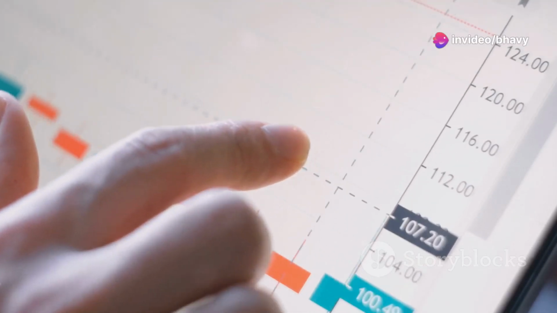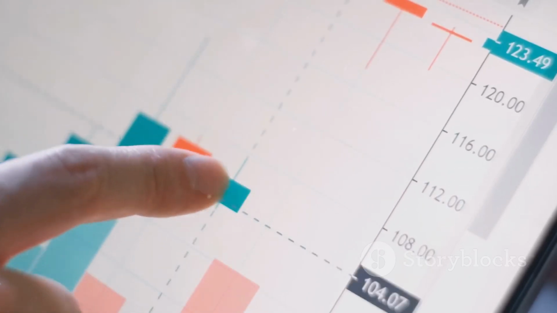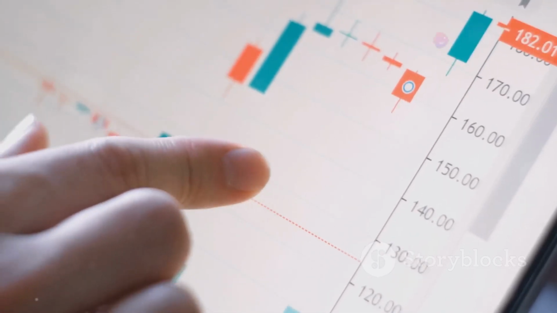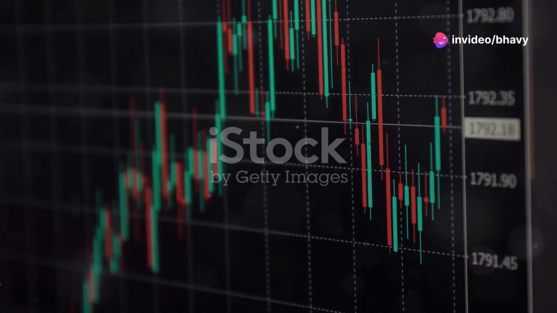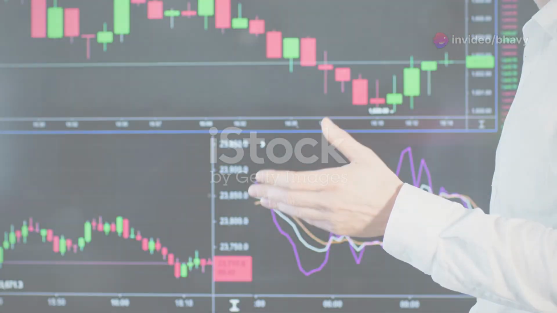Tweezer tops and bottoms. Tweezer patterns are formed when two consecutive candlesticks have very similar highs, tweezer top, or lows, tweezer bottom. These patterns suggest a potential reversal as the market is unable to break through a certain price level.